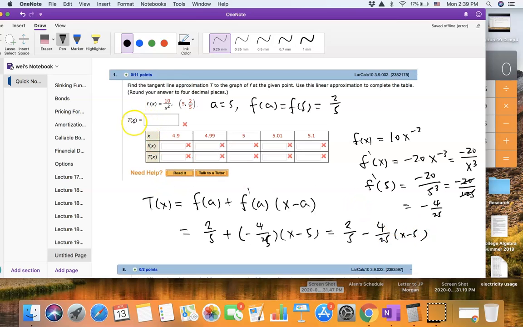Therefore, the answer is T(x). The equation of T(x) is 2 over 5 minus 4 over 25 times x minus 5.